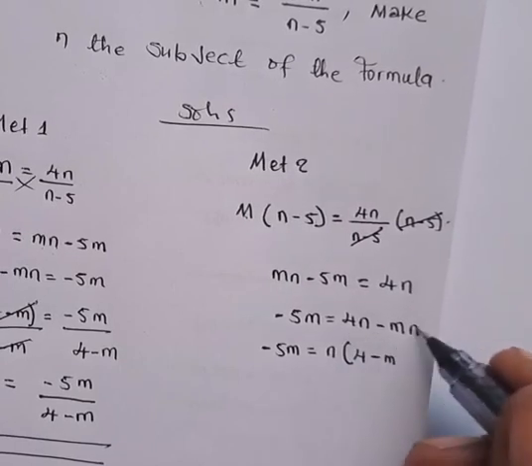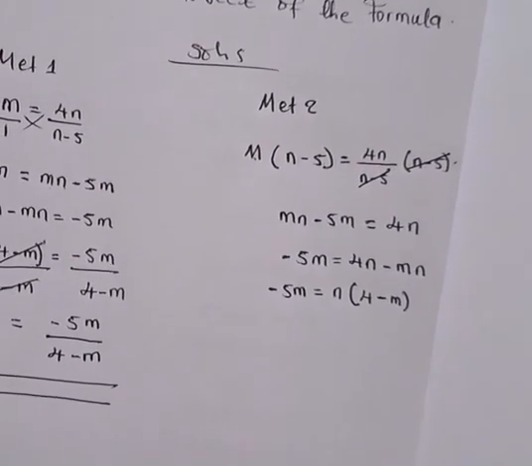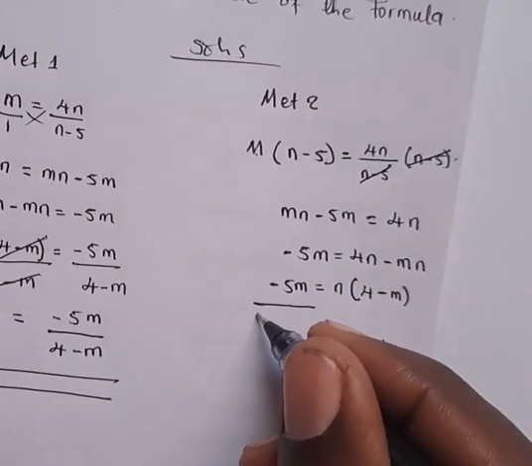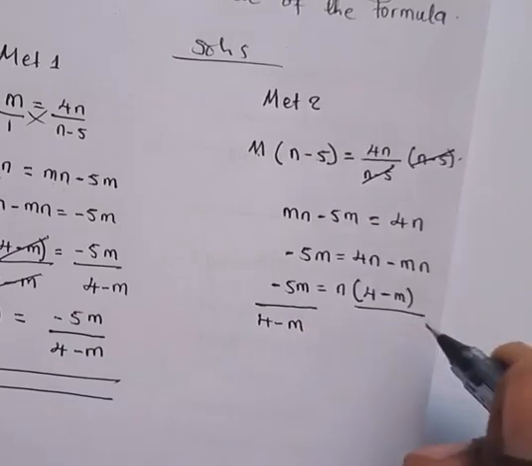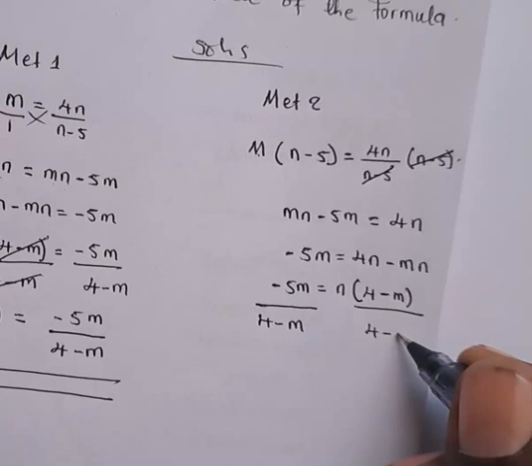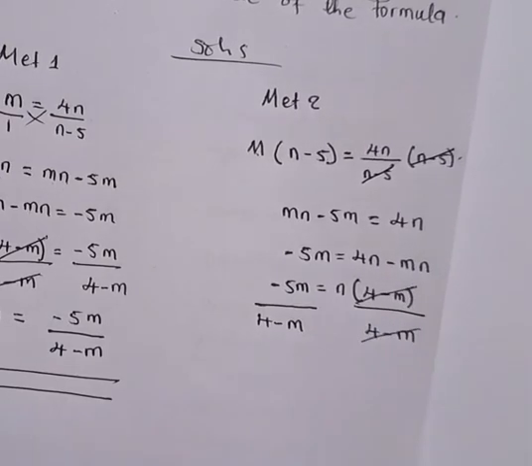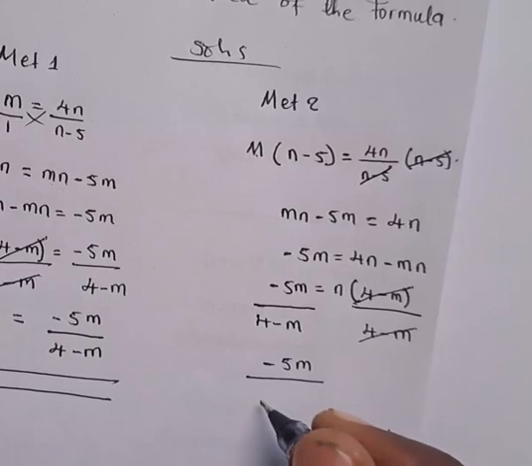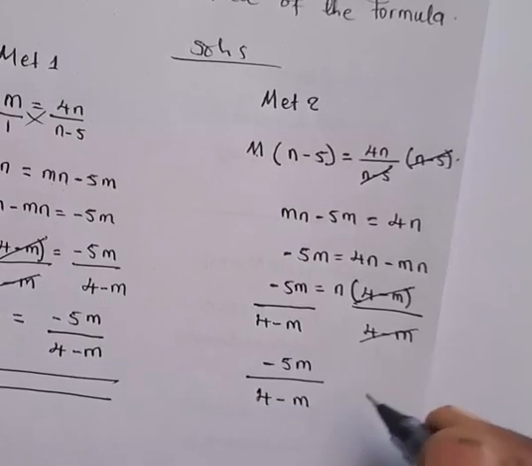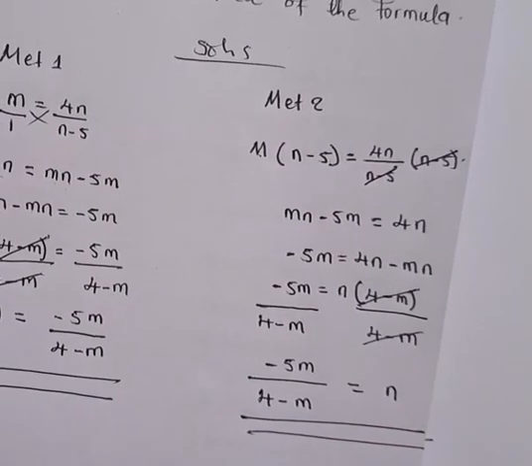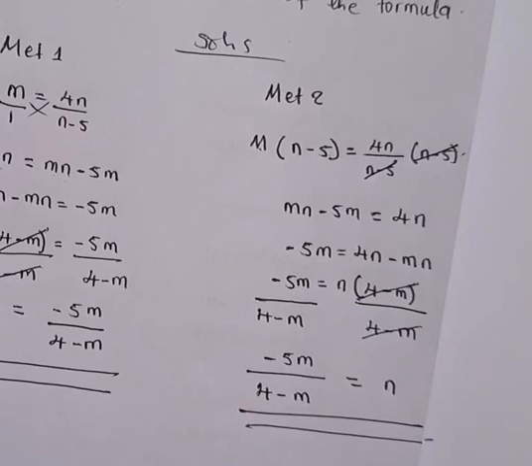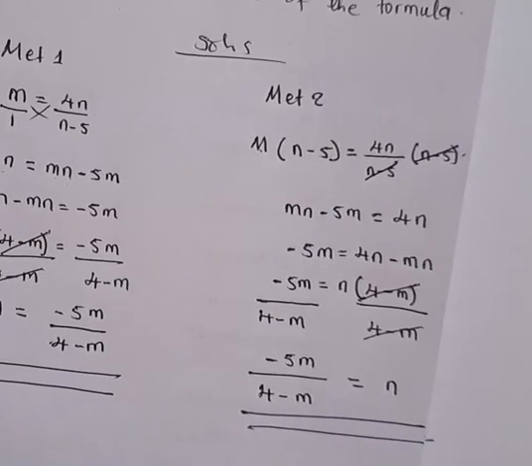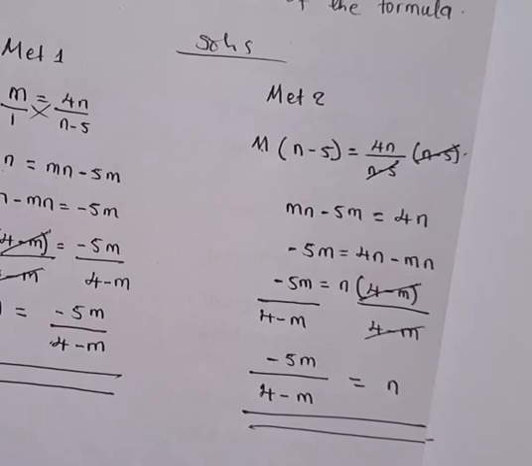So it means that the n's are going to cancel each other. And if you remember, we divided both sides by what was in the brackets, so this side we say 4 minus m, and even this side, 4 minus m, so that this one and this one cancel each other. We remain with m, so we have negative 5m over 4 minus m is equal to n. So again, remember, our goal is to make n the subject, or to make n be alone. This one is just the same as the one before. So there we have n as the subject of the formula.